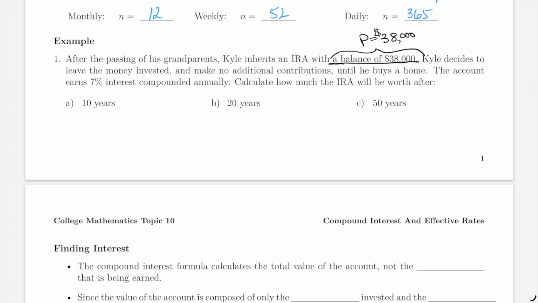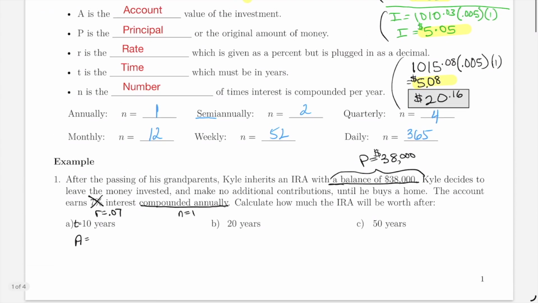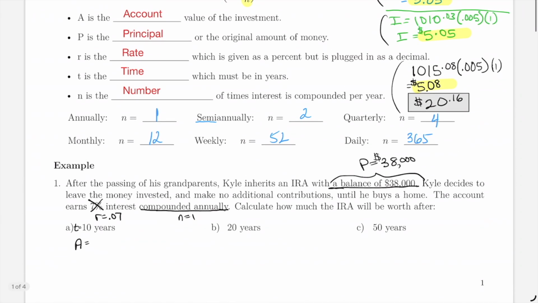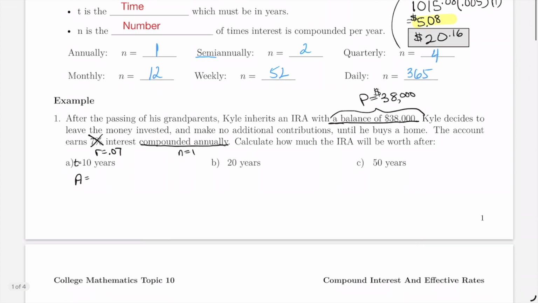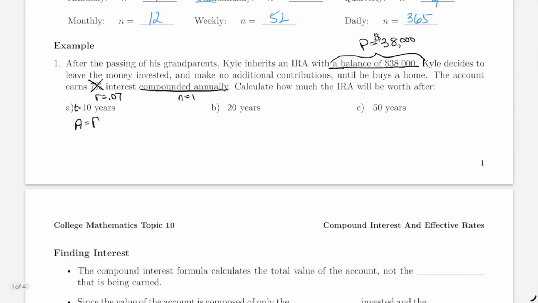The account earns 7% interest. I'm going to use R is equal to 0.07. It's compounded annually, so we're going to say N is equal to 1. How much will it be worth after 10 years? So that's going to be our T. Our formula is written right up here. It's one that you should write down enough times until you have it memorized, but it's just A equals P.